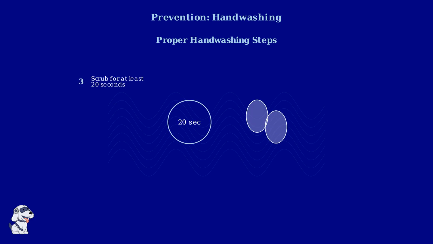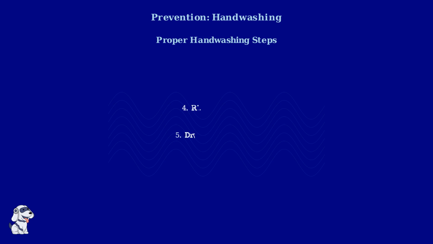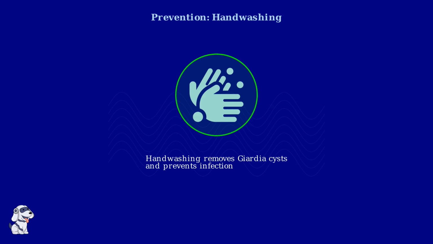Continue scrubbing for at least 20 seconds, about the time it takes to sing Happy Birthday twice. Finally, rinse thoroughly with clean water and dry with a clean towel or air dry. Remember, effective hand washing physically removes Giardia cysts from your hands, breaking the chain of transmission. This simple practice can protect you and others from infection.